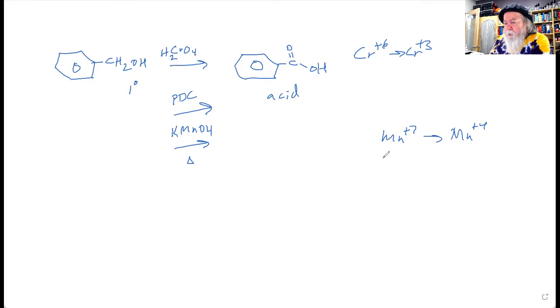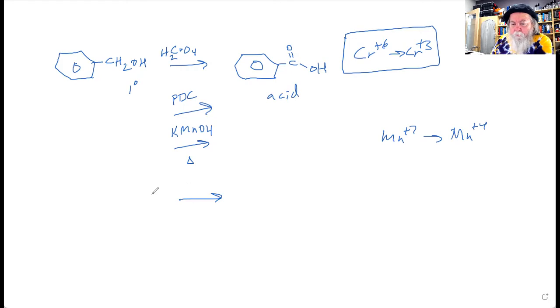Chromium and manganese are problematic for the environment. We don't really want to do things with chromium much anymore. Chromium plus 6 is a suspected carcinogen. Of course, being a heavy metal, they are damaging to aquatic life if we get this in the wastewater. Likewise, manganese can also have some problems with aquatic life. So we really don't want to generate a lot of waste involving chromium and manganese anymore.